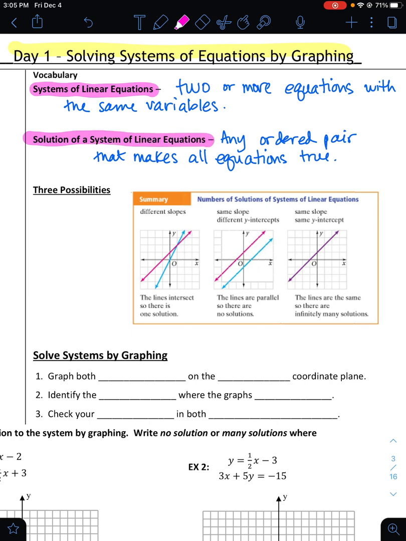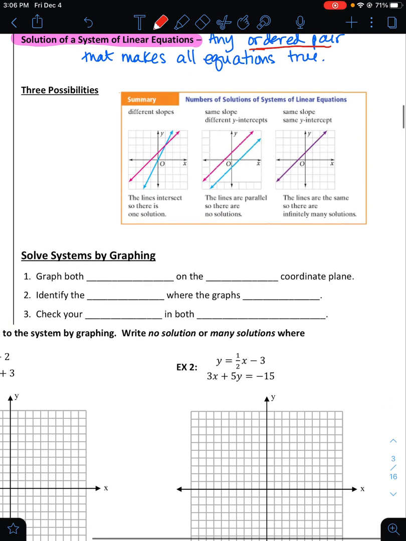Our second vocabulary word is solution. A solution would be any ordered pair that makes all equations true. I am going to underline the phrase ordered pair. We are going to be writing our answers as ordered pairs because we're going to have two equations within a problem. So there is one ordered pair, x comma y, that is going to fit into both equations.